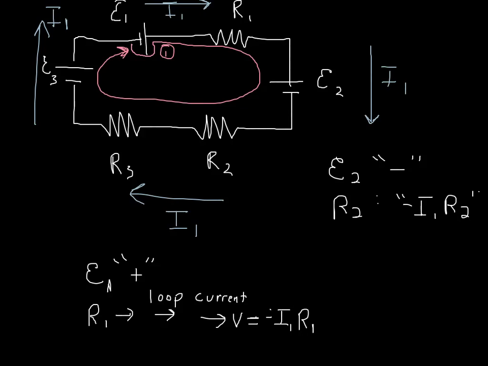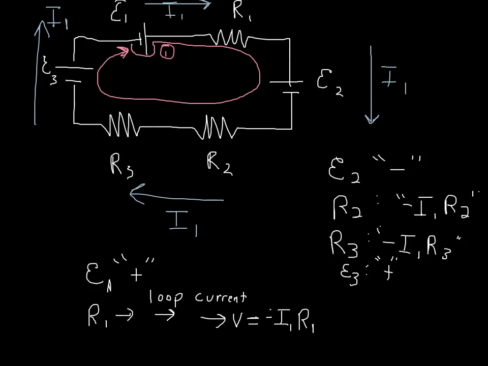And finally, I look at R3. My loop and my current are going in the same direction through this resistor, so I have a negative I1 times R3. I have a negative voltage drop. And finally, my E3, I am going from a negative terminal of a battery to a positive terminal, so I'm increasing. I have a positive increase in my voltage.